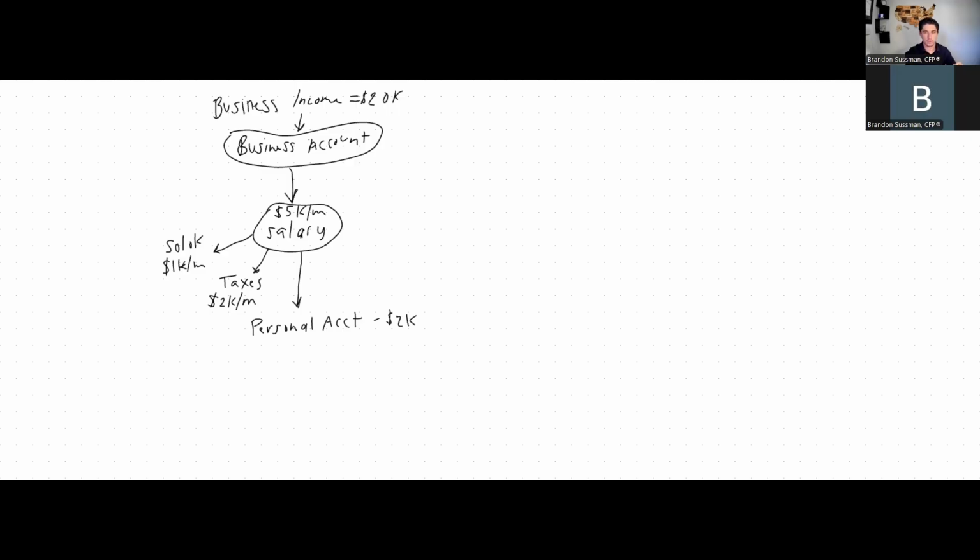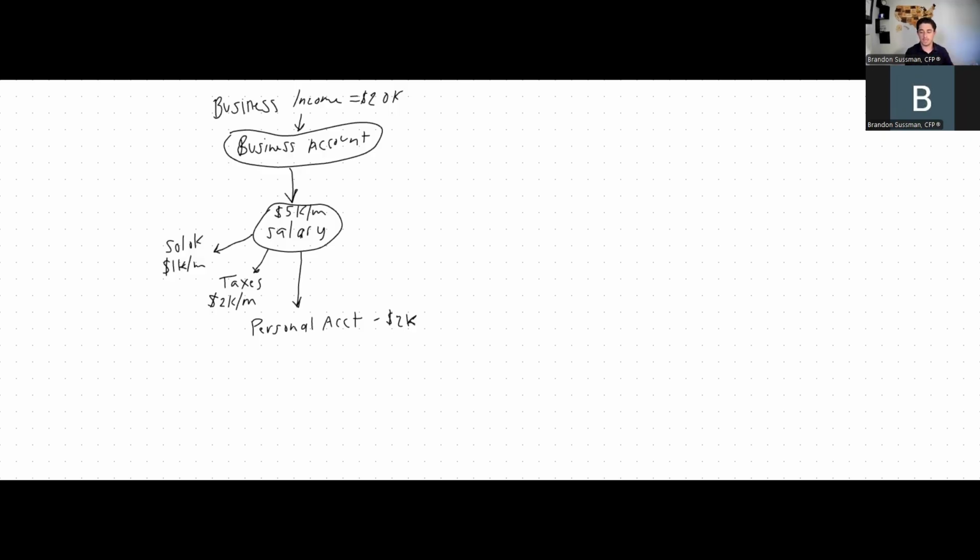All right, so your business paid yourself 5,000 here. 1,000 of that is going to the solo 401k, 2,000 of that is going to taxes, and then 2,000 of it is actually hitting your personal bank account. So you paid yourself 5,000, but you actually only walked away with two. Now, $2,000 is not enough, right? You need to pay yourself more on top of that. So how do we do that?